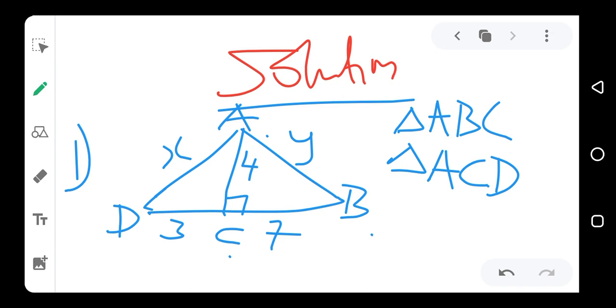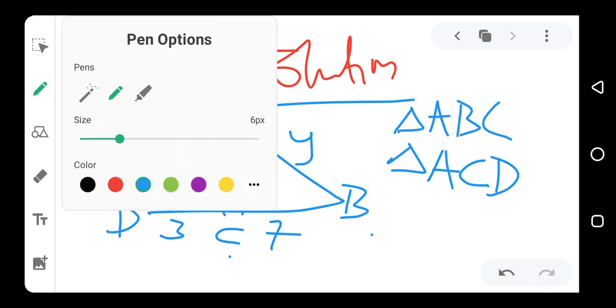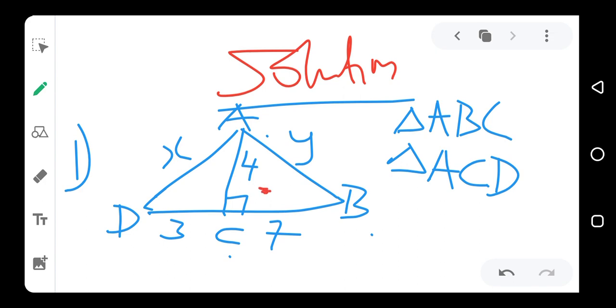Now looking at this triangle, line BCD is a straight line, and we know that the total angle in a straight line is 180. Since this angle here is 90 degrees, the angle that will be here is 180 minus 90, which is 90 degrees. So this angle here is also 90 degrees. That means this place is also perpendicular.